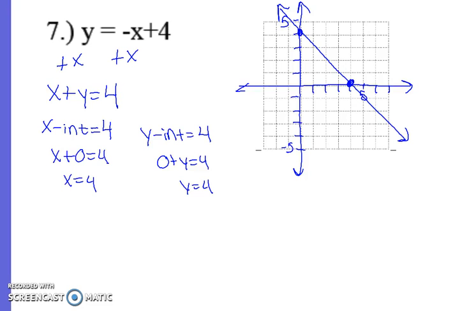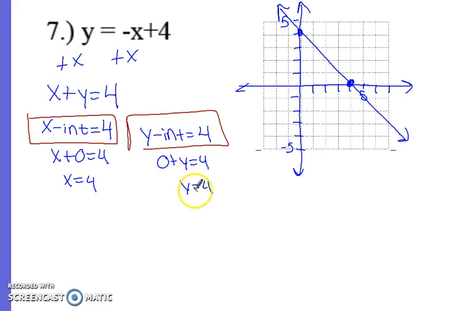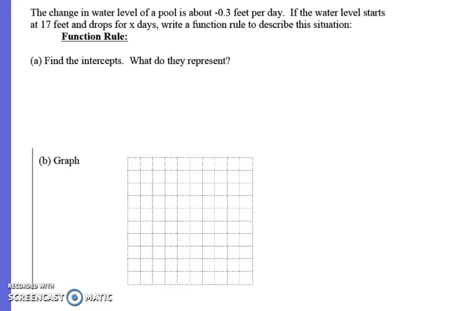Okay, so you should have gotten that your x-intercept is 4, and your y-intercept is 4 by substituting 0 in for y, solving for x, substituting 0 in for x, solving for y. Then when you plotted them, you plotted your x-intercept, your y-intercept, and drew your line through them. Well, now let's go ahead and let's apply this.